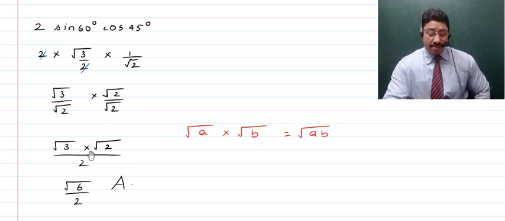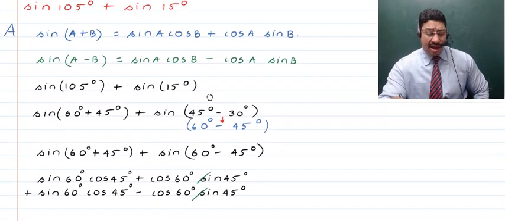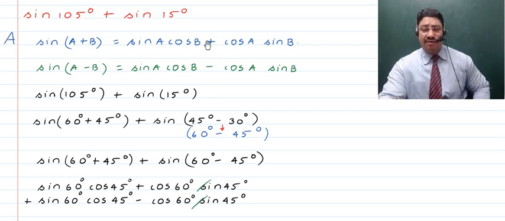Root 2 into root 2 is going to become equal to 2, and in the numerator you will have root 3 into root 2, which, as root a into root b is equal to root of ab, will become equal to root 6. As such, root 6 upon 2 will become the final answer, which is actually the sum of sine of 105 plus sine of 15 degrees.